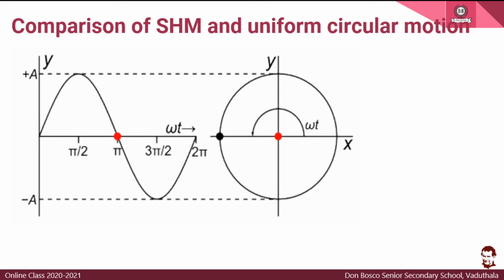That means in a uniform circular motion, when a particle is undergoing uniform circular motion, see that circular motion, that black colored particle is undergoing uniform circular motion.